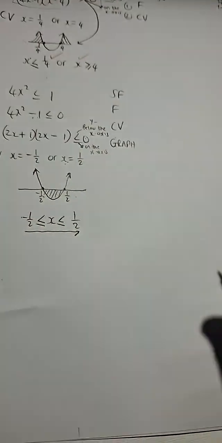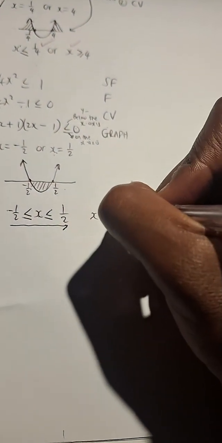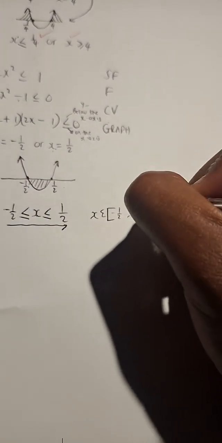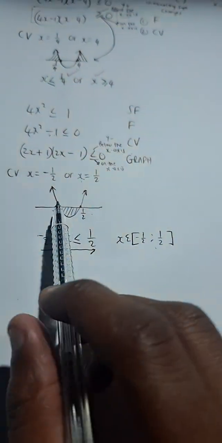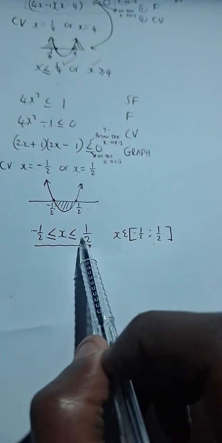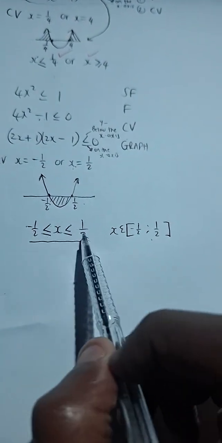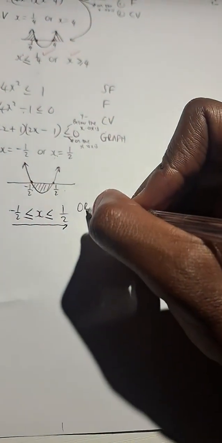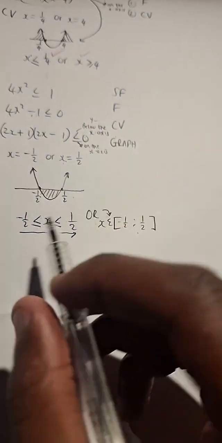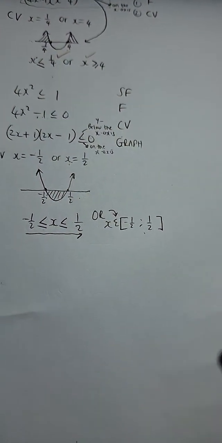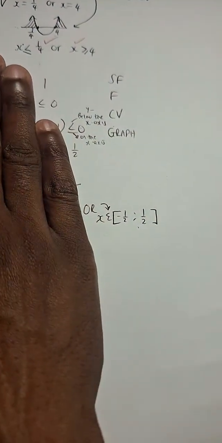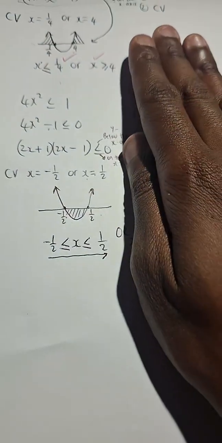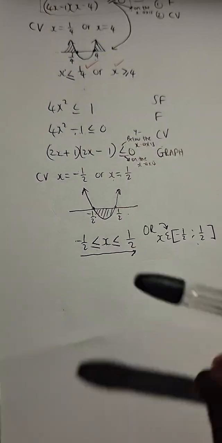This is our answer. I know some people usually write this answer in interval notation, negative half to half, and they use square brackets because the critical values are also included. So this is another way that you would express this very same answer if you wanted to, and not write it in inequality form. You could write it this way, or you could write it that way. It's really up to you how you do it.